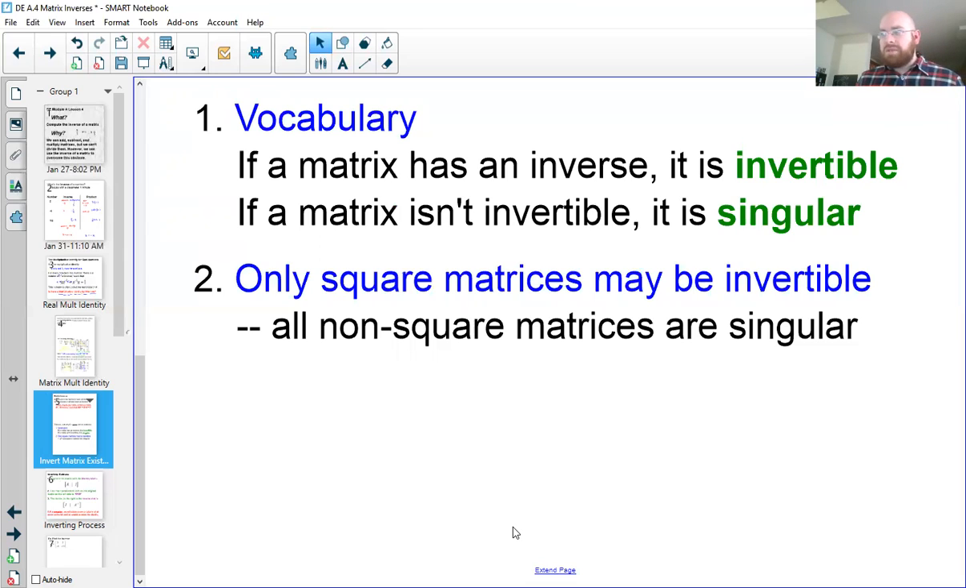Only square matrices may be invertible. All non-square matrices are singular. Regardless of their numbers, they are singular and have no inverse. Some square matrices are singular and do not have an inverse. So just because a matrix is square, well, that is a necessary component for having an inverse. It is not sufficient to have an inverse.